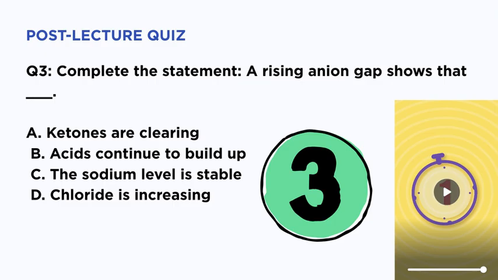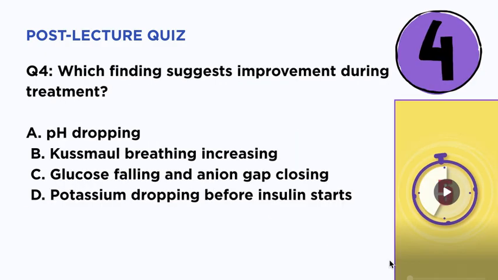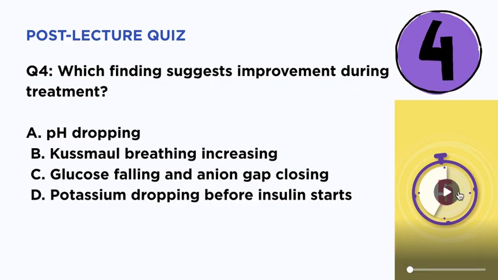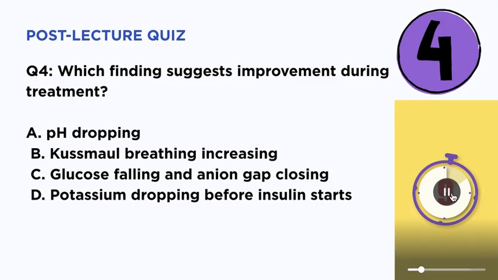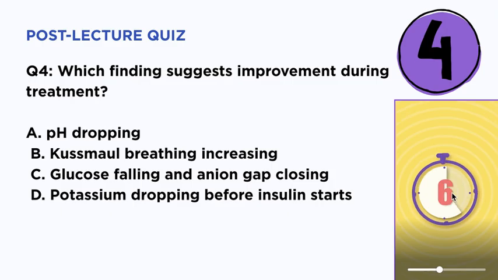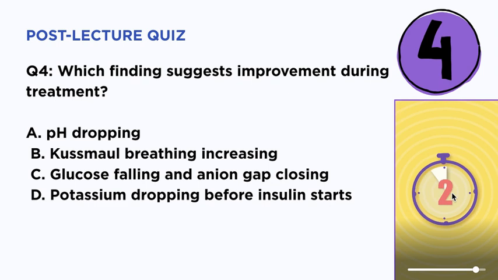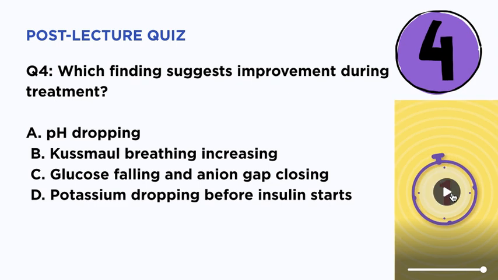So let's go to question number 4. Which findings suggest improvement during treatment? Okay, so the correct answer for number 4 is letter C. These two changes show that ketone production, especially letter C, is slowing down. You see the anion gap is closing, so it's narrowing. Fluids and insulin are working, and acidosis is getting better.